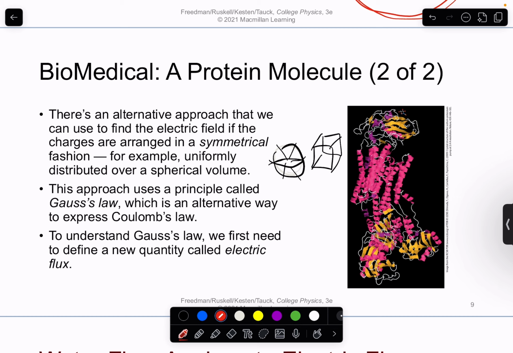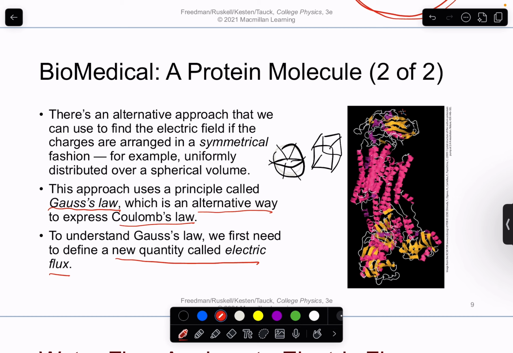We use this approach called Gauss's law. It's an alternative way to express Coulomb's law, but what it helps you do is find the electric field by a new quantity called the electric flux. So let's talk about what flux is and what the electric flux is before we get into Gauss's law.